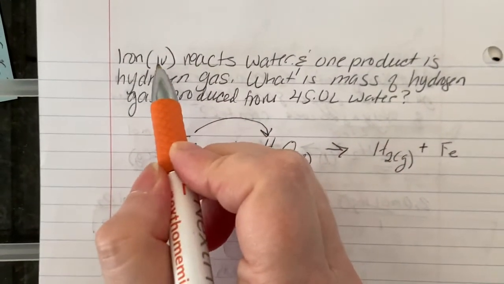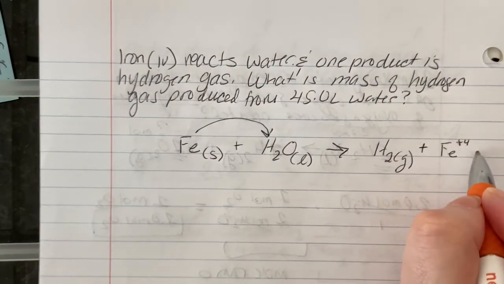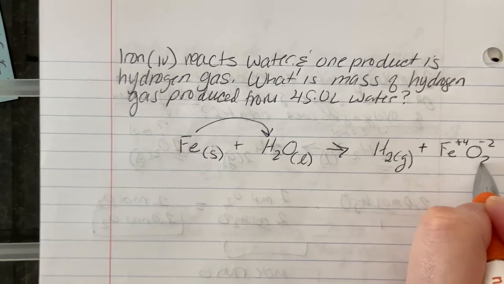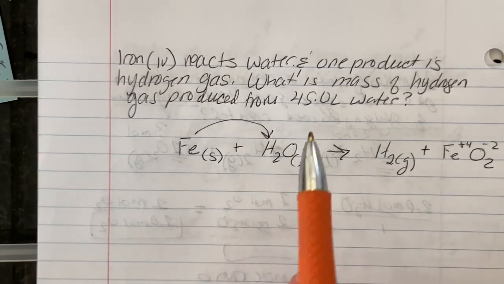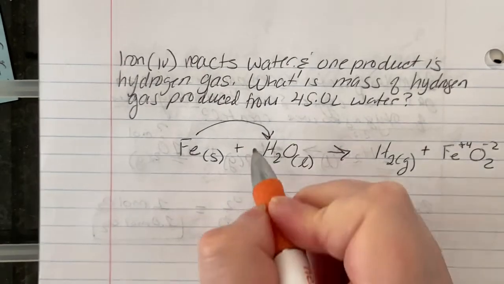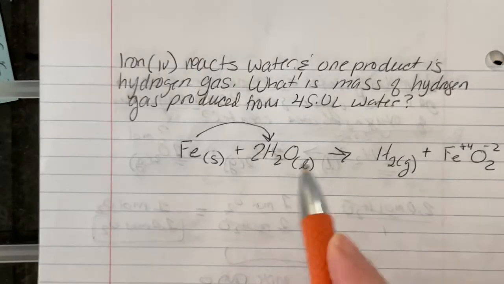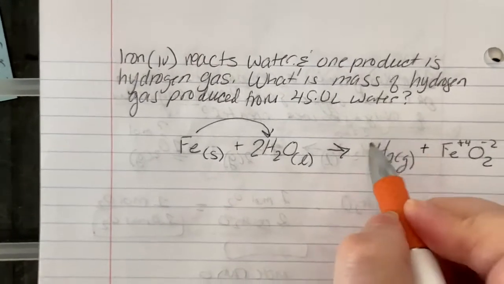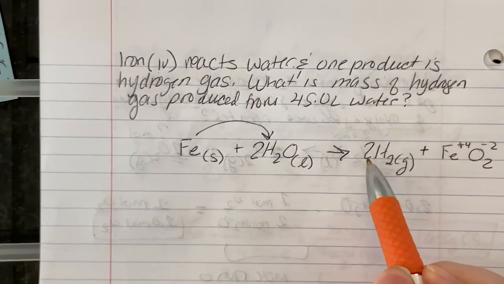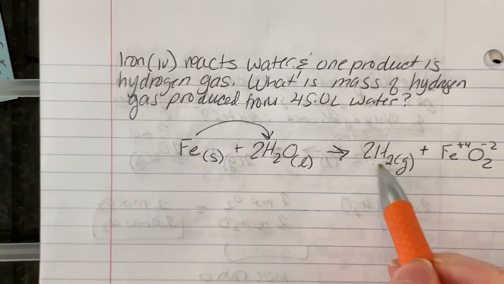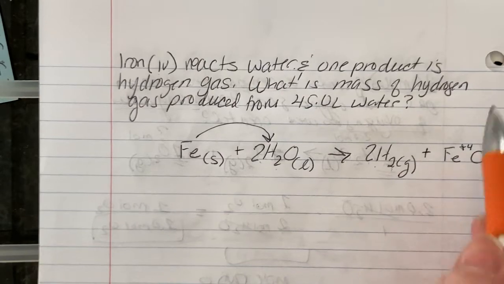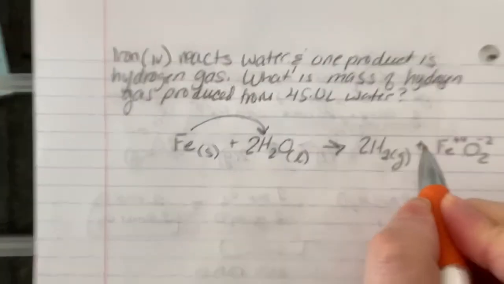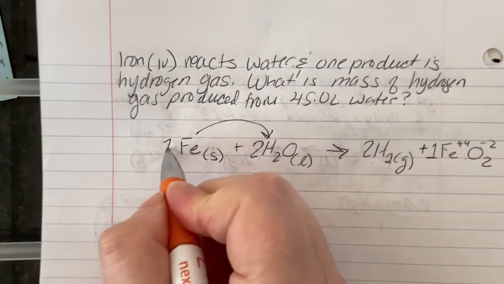Let me go back to the problem. Iron 4 reacts with oxygen, FeO2. And now we need to balance the equation. Okay, I need 2 of my oxygens, so I'm going to need 2 sets of the hydrogen gas, or 4 hydrogens and 4 hydrogens, and 1 iron and 1 iron, so I'll make it pretty.